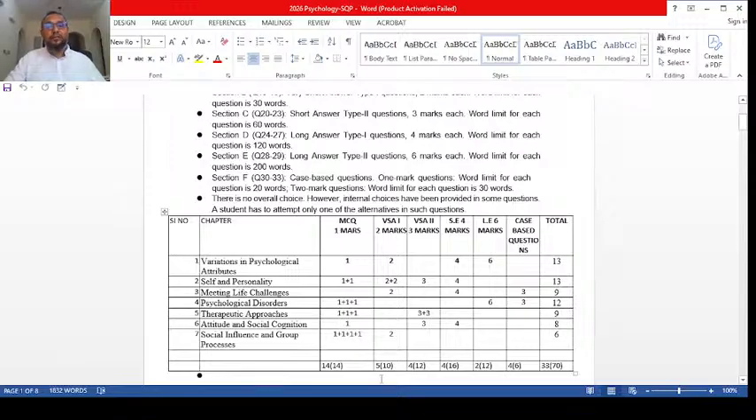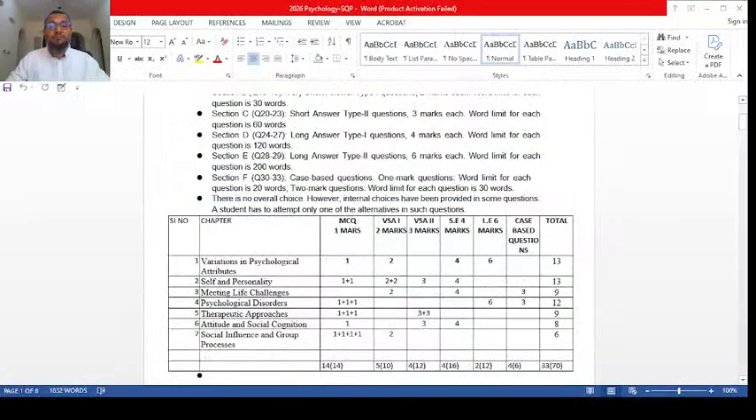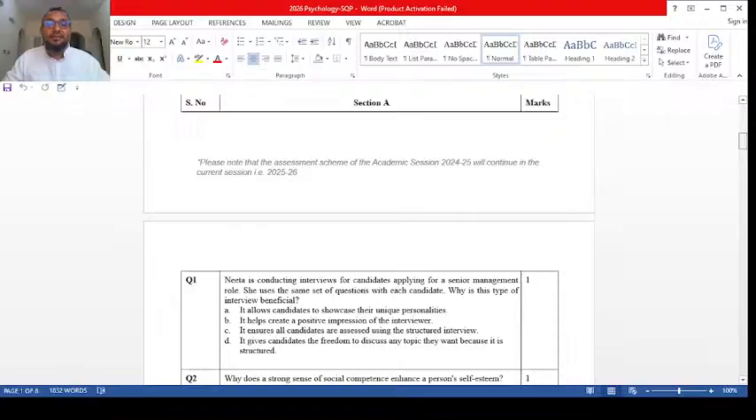Chapter 6, attitude and social cognition: one question for 1 mark, one question for 3 marks, one question for 4 marks. Now chapter 7, social influence and group process: we have 4 questions of 1 mark each and 1 question only for 2 marks. So this is the sample paper blueprint which I prepared while analyzing the marking scheme and the given answers. I made this analysis for your understanding, my children. Let us go one by one through the sections.